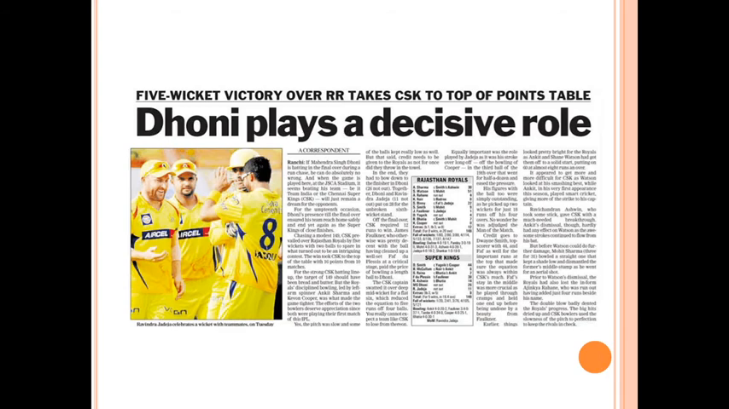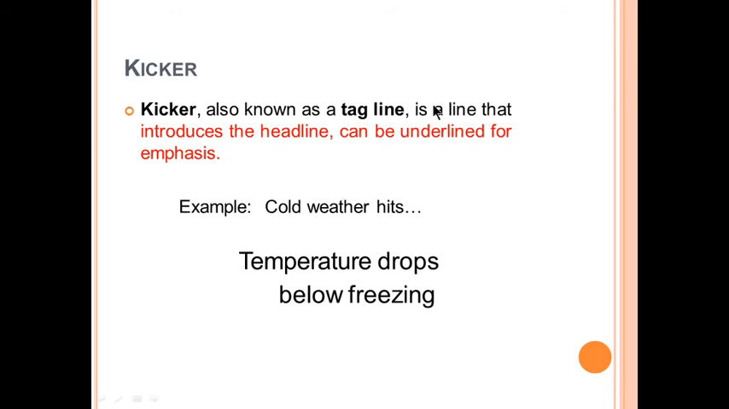So in this one, see, "Dhoni plays a decisive role. 5-wicket victory over RR takes CSK to top of points table." So Dhoni plays a decisive role, this is the primary line. The secondary line is underlined too, to support the primary line. See the definition here: a line that introduces the headline can be underlined for emphasis.